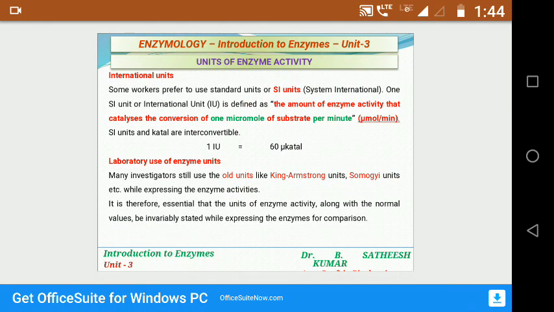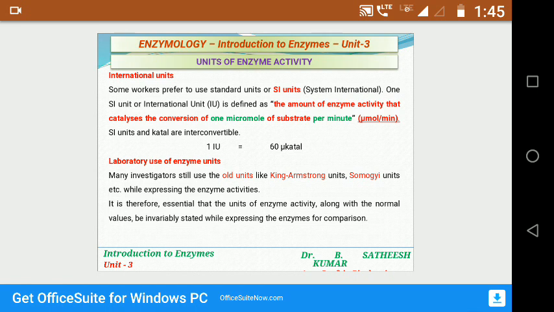Another unit is also there, which is the international unit or SI unit. It is just similar to the katal, but the only thing is that in the katal we used the unit moles per second, but in SI units we use micromoles per minute. So instead of moles we are using micromoles, and instead of seconds we are using minutes. Okay, so therefore we can convert katal to international unit or international unit to katal. So one international unit is equal to 60 microkatals.